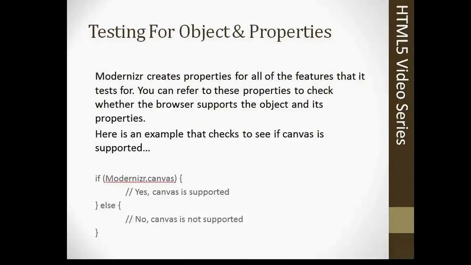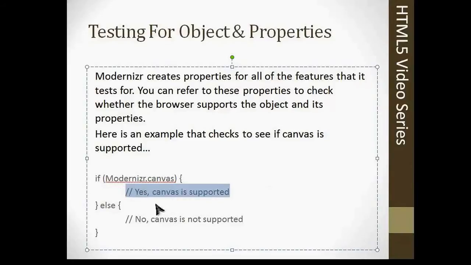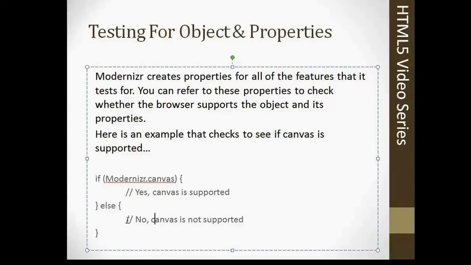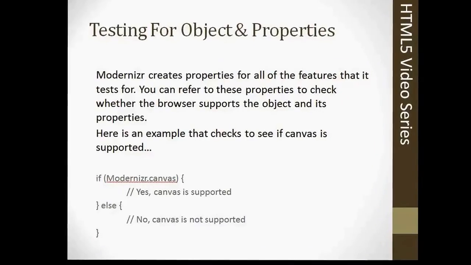Modernizr creates its own properties for each feature that it tests for, whether it's canvas or drag and drop, and you can refer to these properties to check whether the browser supports the object and its properties. So here's an example, very simple. If Modernizr.canvas is supported, then you would add your HTML5 code. If not, then you could display a message saying update your browser, or whatever it is you want to do.